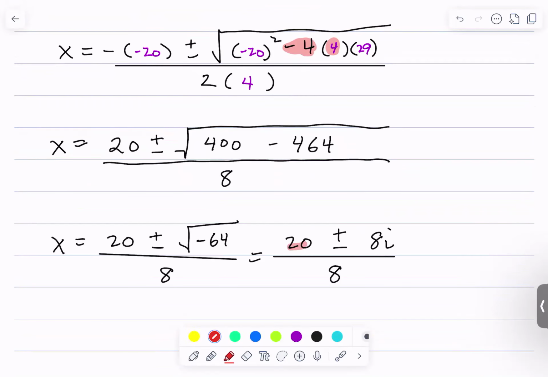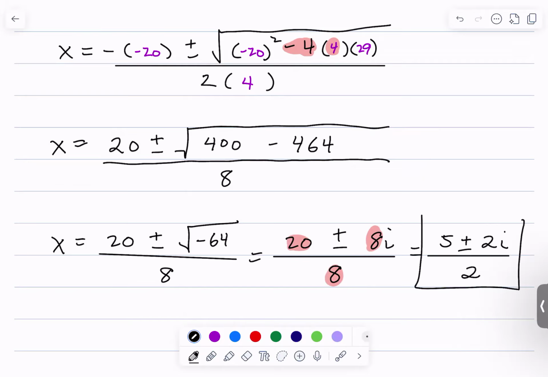And then we're going to look at this number and this number to figure out how to simplify this. 20, 8, and 8. What is your GCF? 4, right? All goes into 4. So if I go 20 divided by 4 is 5 plus or minus 8 divided by 4 is 2i over 8 divided by 4 is 2. So that is my answer.